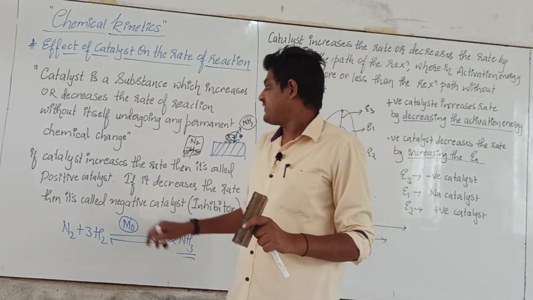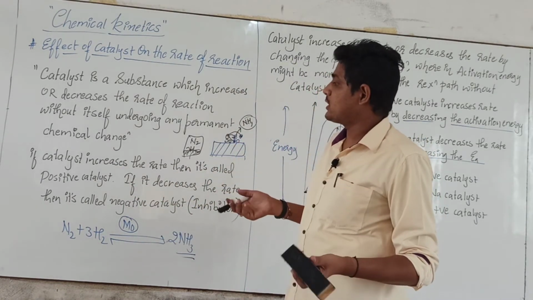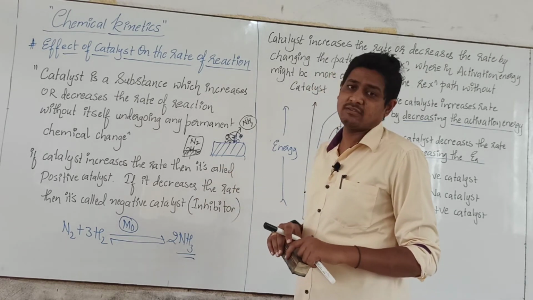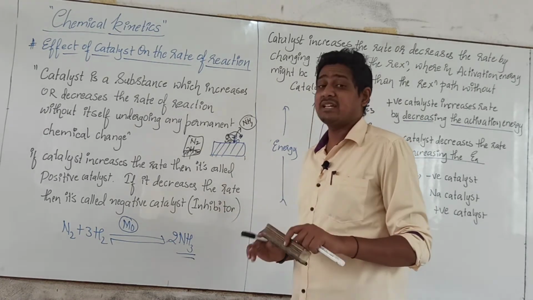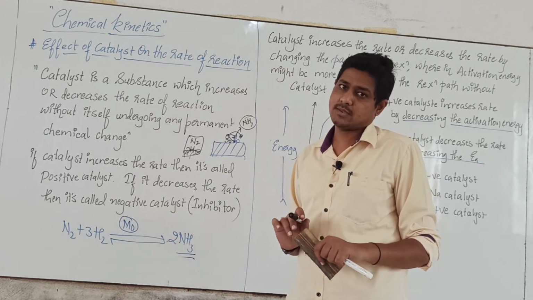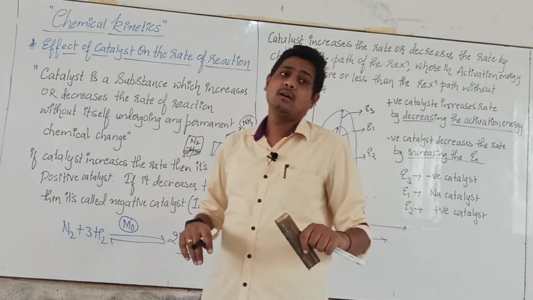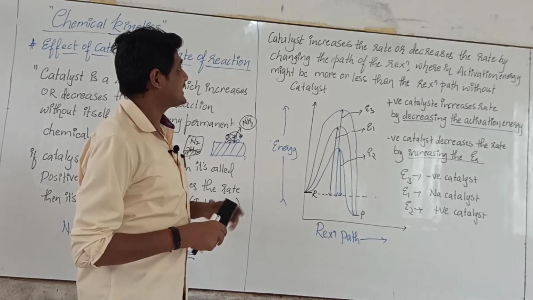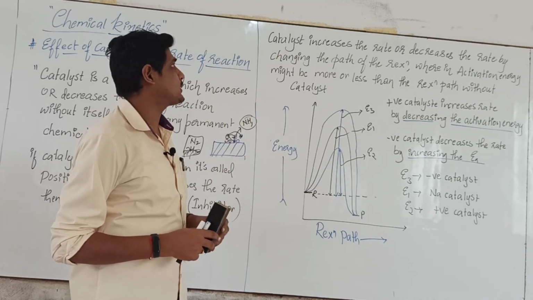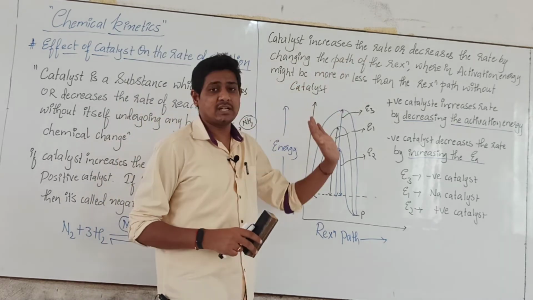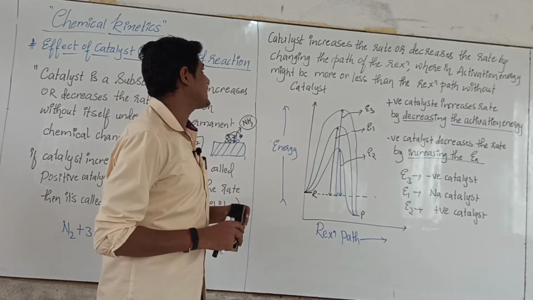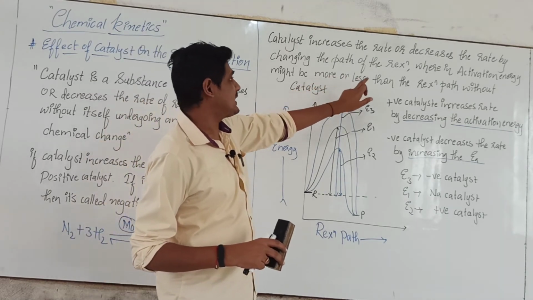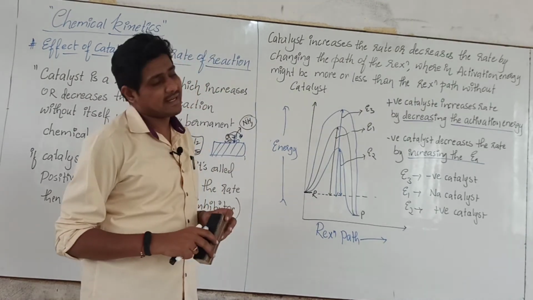Okay, now if a catalyst increases the rate of reaction, then we call it a positive catalyst. If it decreases the rate of reaction, then we call it a negative catalyst, or simply sometimes we call it an inhibitor. Okay, then how does a catalyst affect the rate of reaction? A catalyst increases or decreases the rate of reaction by changing the path of the reaction, wherein activation energy might be more or less than the reaction path without catalyst.